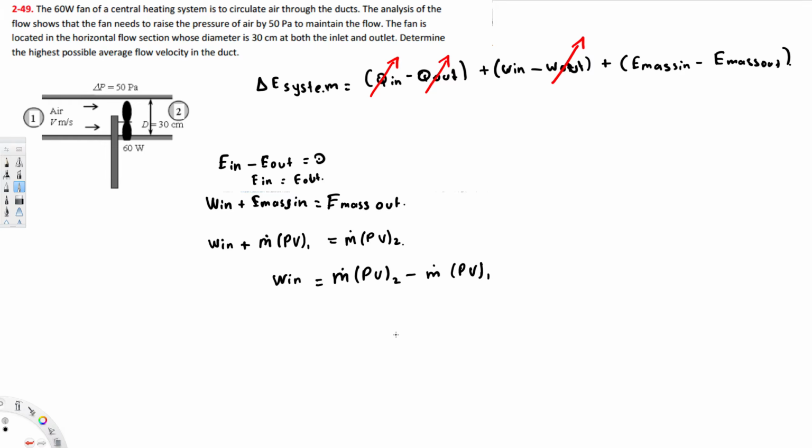The volume is going to remain the same, so we can take the volume out. So m dot v is going to be P2 minus P1. So this is going to be delta P, right? And if we multiply this by m dot v, that's going to give us the volume flow rate. So volume flow rate times delta P is going to be the work.